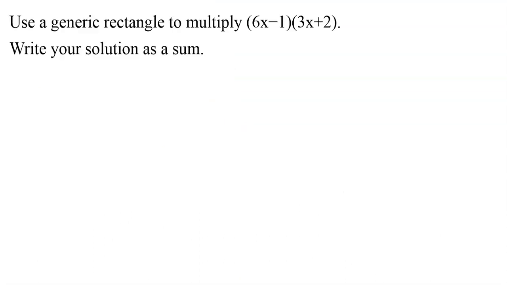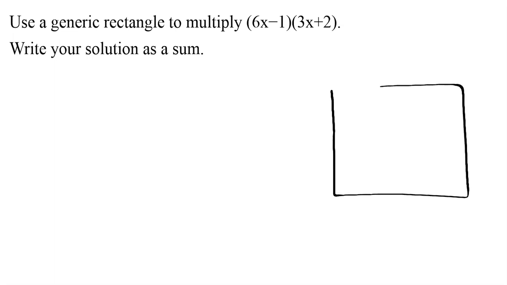Now what we have is a generic rectangle, and we're going to use that. We have a generic rectangle. We're going to use this generic rectangle to multiply 6x minus 1 times 3x plus 2.